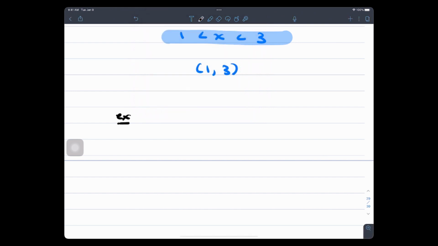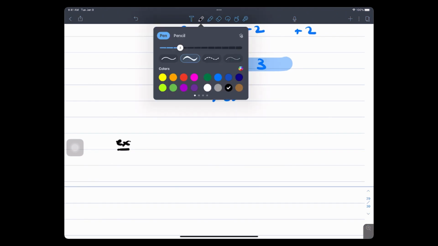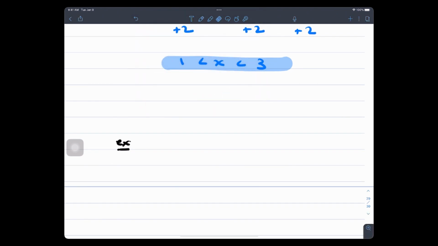Okay, so then you're done. There's your interval of convergence. It's going to be from 1 to 3. That's the interval.